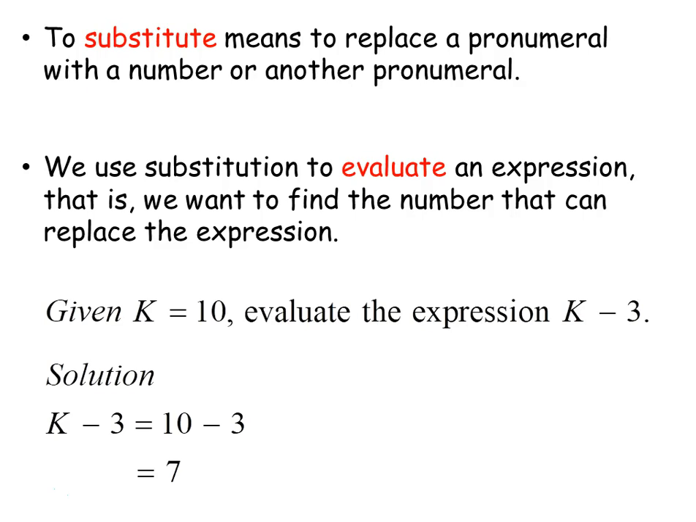So for example, if we let the letter capital K equal 10, and we want to evaluate the expression capital K minus 3, then our solution will be to put the number 10 where the K is. So K minus 3 becomes 10 minus 3, which gives us 7.